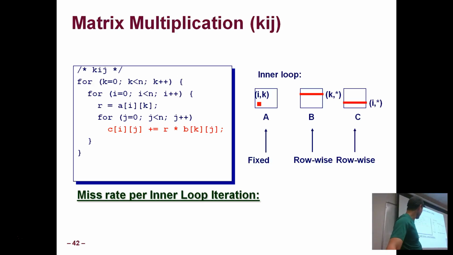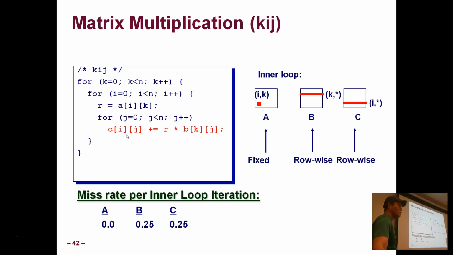So let's look at the miss rate per inner loop iteration. But this won't change the big O notation of it. It'll be the same. Still n cubed. So what's the miss rate for this one? Yeah, a quarter. What's the miss rate for that one? 0.25. Does that seem better? Yes.